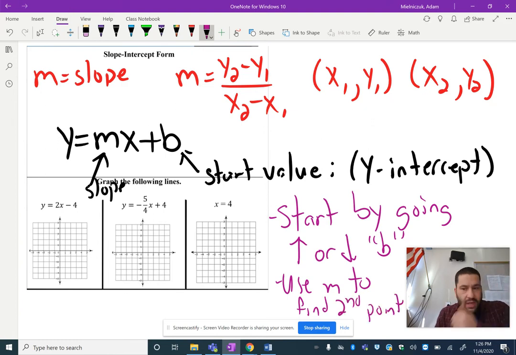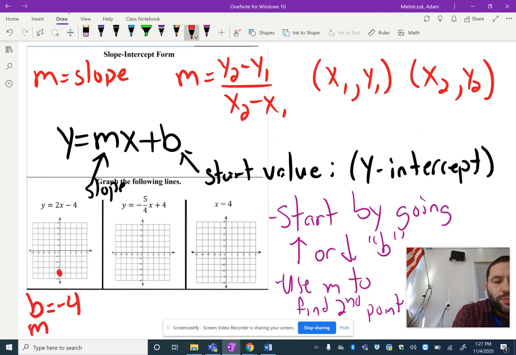So let's look at the first one. We have y equals 2x minus 4. We are going to start at negative 4 because b is negative 4. So we're going 1, 2, 3, 4. We make a point at negative 4.